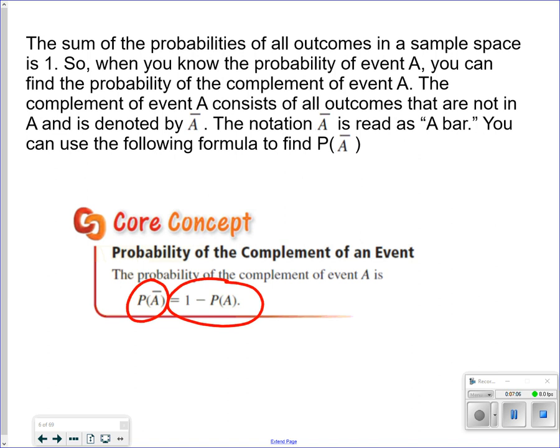Let's think about this. If the probability of me going home and eating dinner with my family has an 80% chance, then the probability of me not going home and having dinner with my family is 20%. So the probability that one event occurs, and the difference is the probability that the event does not occur.